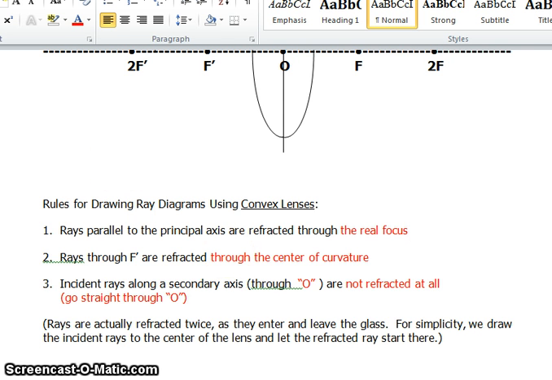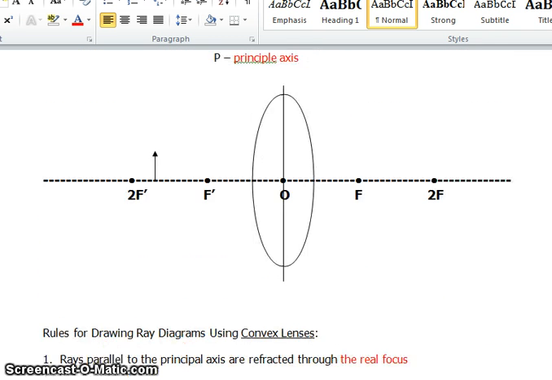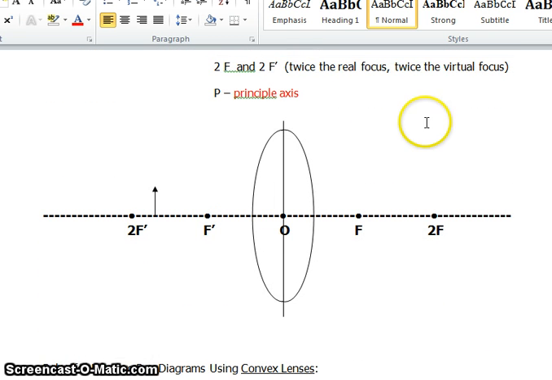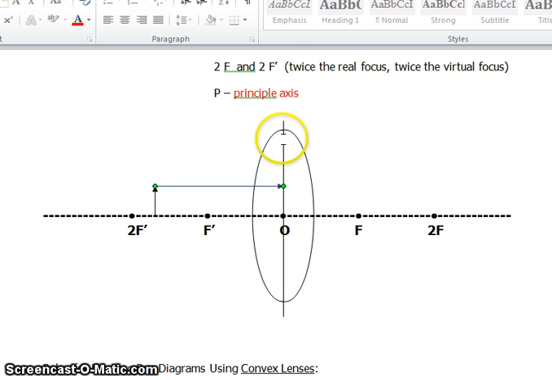Alright, well let's practice one, and I promise that I will do Rule 2 correctly, even though it is written incorrectly. So you start out with the incident ray that's parallel, as we always do. This goes to the center of the lens, not the edge of the lens. We draw as if it's refracted right in the center. It's not actually how it works, but it simplifies things significantly for us.